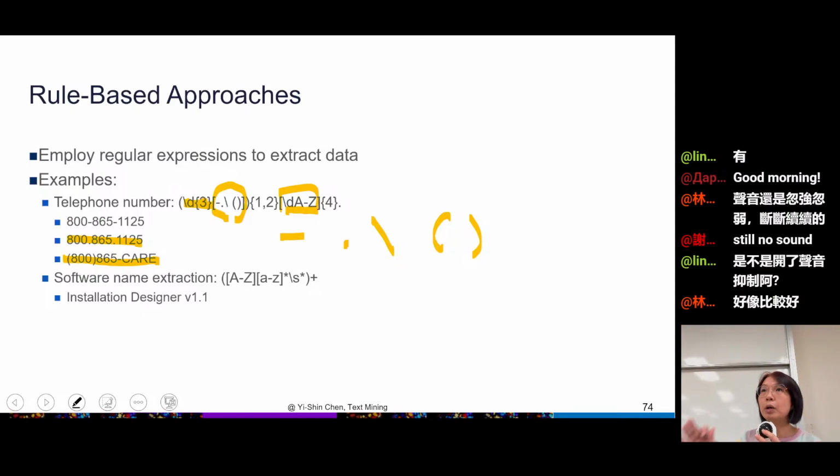And the reason we want to talk about that is because regular expression is a very convenient tool for your text corpus. Sometimes you don't need to utilize an LLM to do everything for you. You can utilize regular expression to extract some data first.